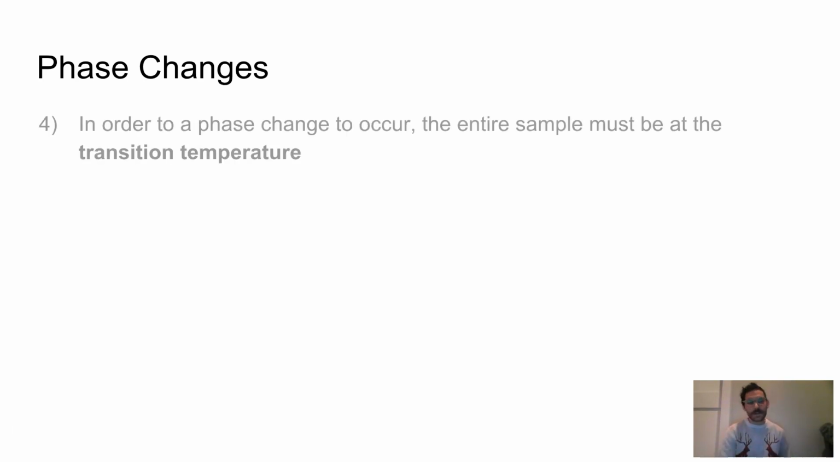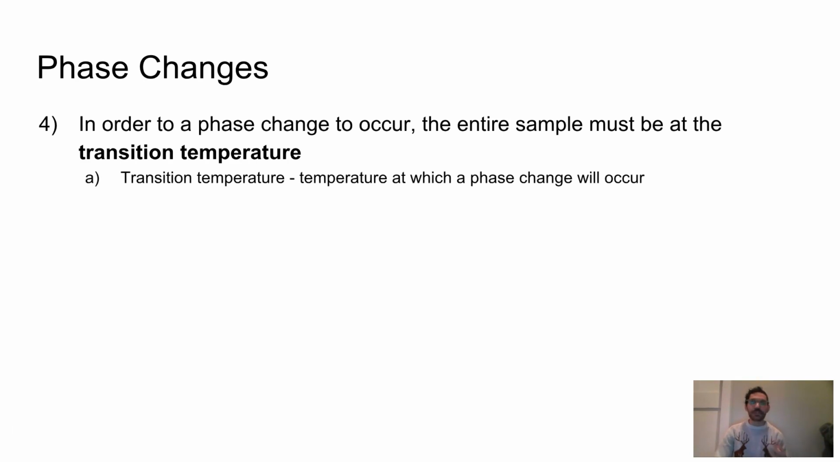Anyway, more on phase changes. In order for a phase change to occur, this is kind of important: the entire sample must be at this transition temperature. This is the temperature at which a phase change will occur. So we would usually call this boiling point or freezing point. Melting point would be the same as the freezing point.